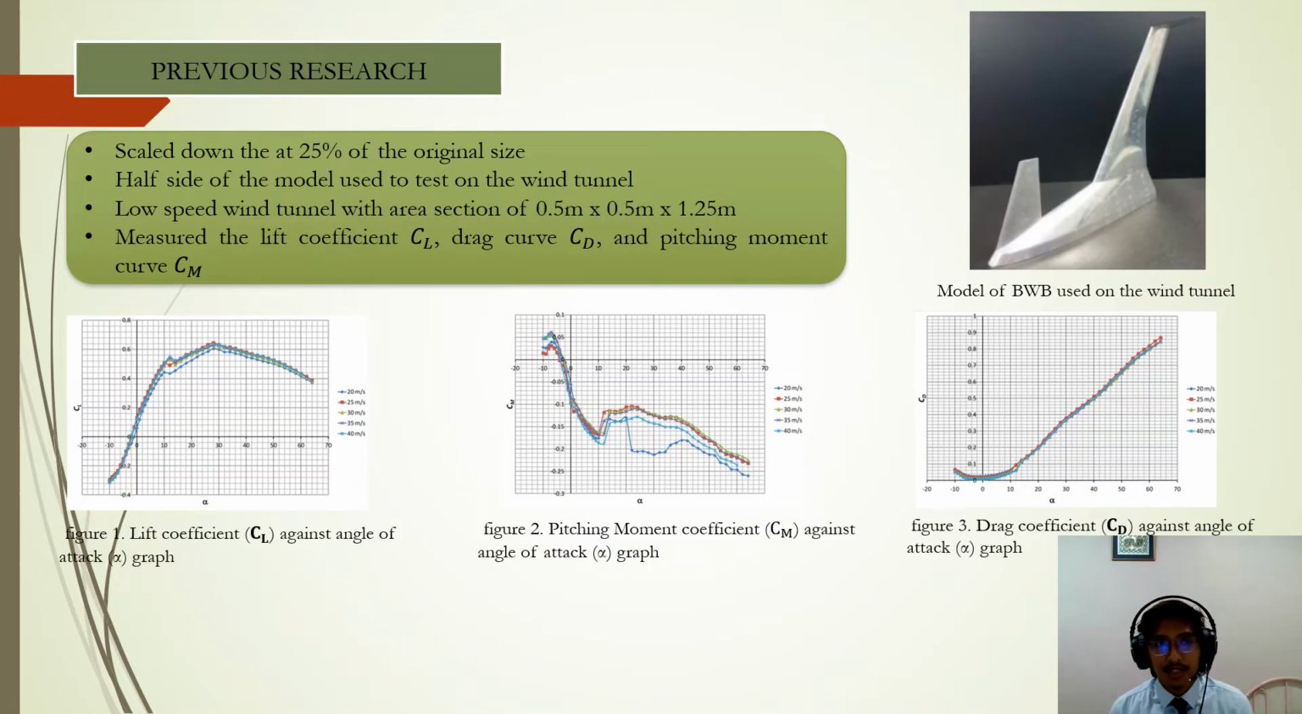From the previous research, the design of the blended wing body aircraft was scaled down to 35% of the original size, and only half of the model was used to test in the wind tunnel. The blended wing body was tested in a low speed tunnel with a test section of 0.5 times 0.5 times 1.25 meters, and they measured the lift coefficient curve, drag coefficient curve, and pitching moment coefficient curve. As you can see here, there are three graphs of lift, pitching moment, and drag against the angle of attack.